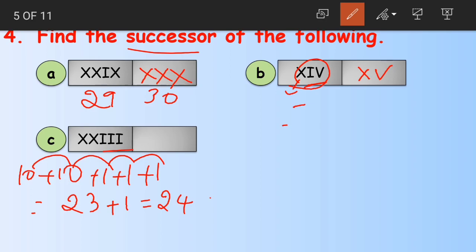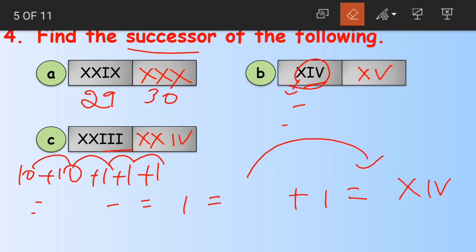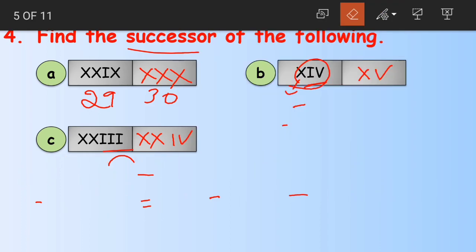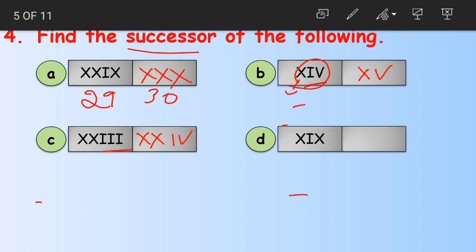Now how do we write 24 in Roman numerals? 20 plus 4. We know that 20 can be written as XX and 4 is written as IV. So 24 becomes XXIV. 23, the successor is 24. Clear, children? Okay. The next one is XIX.